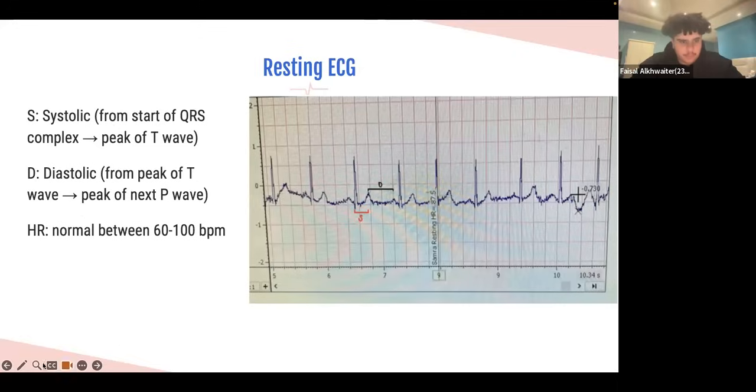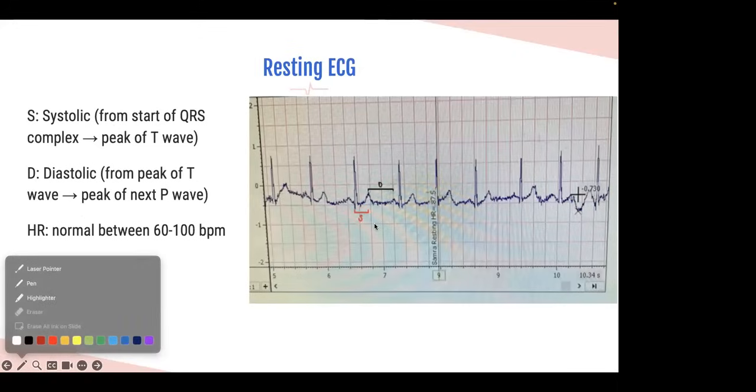Can you see my mouse? Should I put a pointer? Yeah, we can see it. Okay. Sorry.